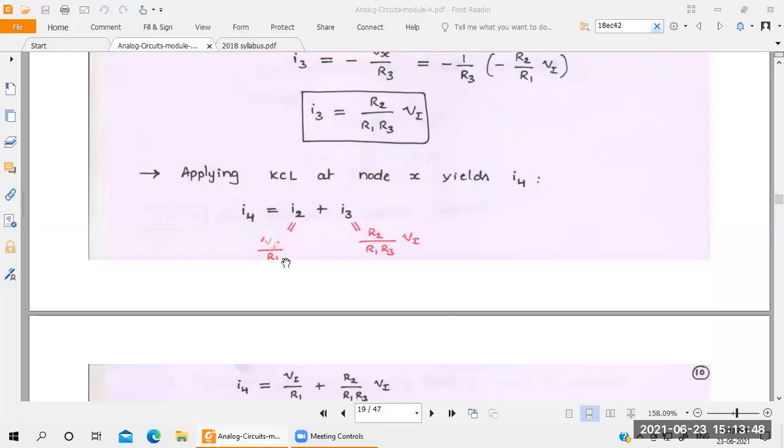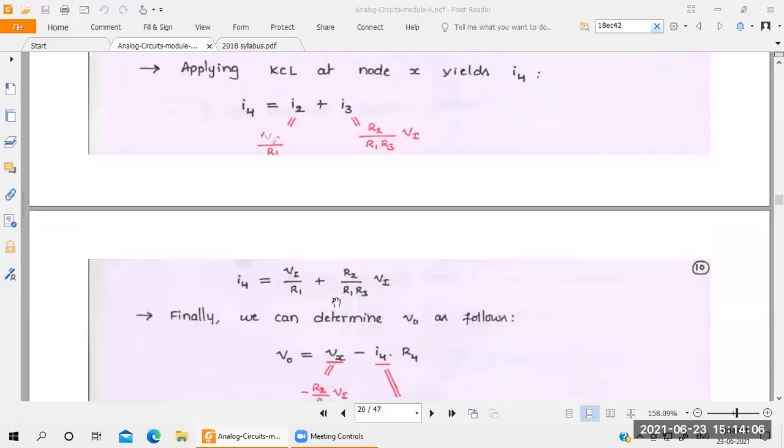You know that I1 is equal to I2, right? I1 is what here? Vi by R1. Understood? Next, here you take I3. So what is I3 here? R2 divided by R1 plus R3 into Vi. Substitute here, and then you'll get I4 as Vi divided by R1 plus R2 divided by R1 plus R3 into Vi. Finally, we can find out the output voltage by applying KCL across the output side.